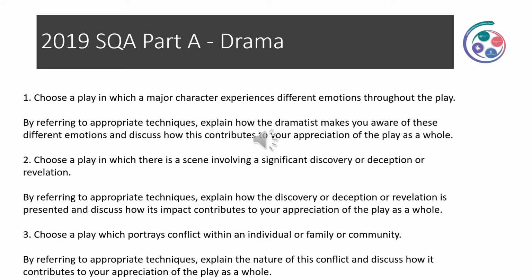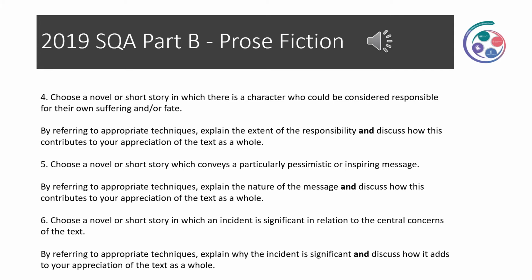If you look at the drama section from a past paper, you'll see once again that there are 2 parts to each question and you're asked to do 2 things. So for example, choose a play in which a major character experiences different emotions throughout the play, and then you have to, by referring to appropriate techniques, explain how the dramatist makes you aware of these different emotions and discuss how this contributes to your appreciation of the play as a whole. The same is true in the prose fiction section: by referring to appropriate techniques and discuss how this contributes to your appreciation of the text as a whole.